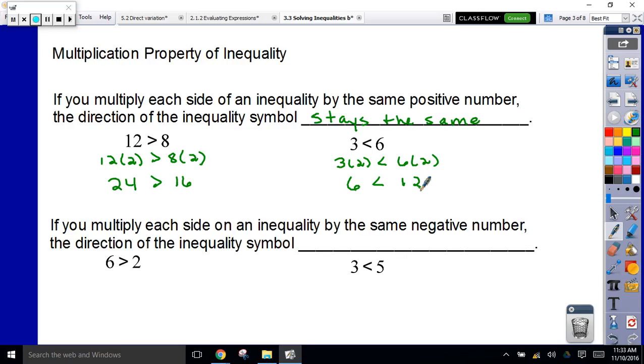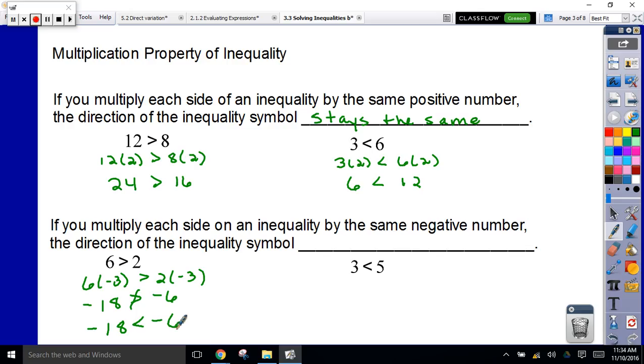Now let's look at what happens when we multiply by the same negative number. Nathan, pick a negative number. -3. Okay, so let's multiply 6 times -3 and see if that's greater than 2 times -3. 6 times -3 is -18. Is -18 actually greater than -6? No. When we multiply by a negative, the number line is like a mirror. The numbers go backwards as you go left, forward as you go right. It doesn't work, so we have to say instead, -18 is actually less than -6.